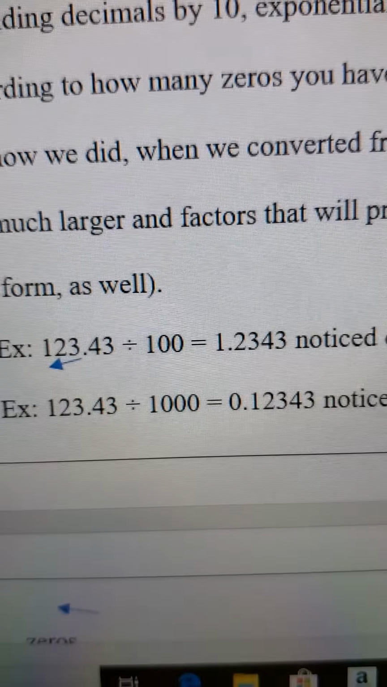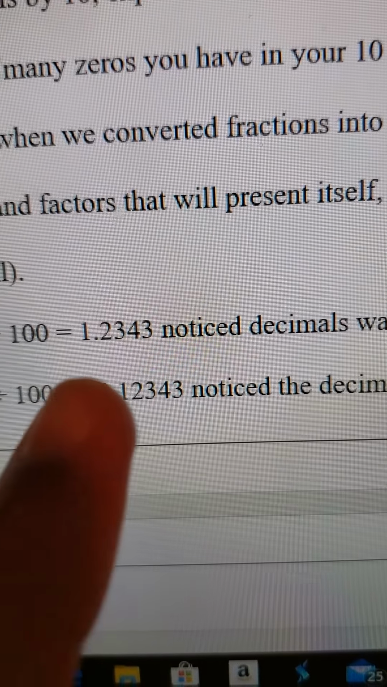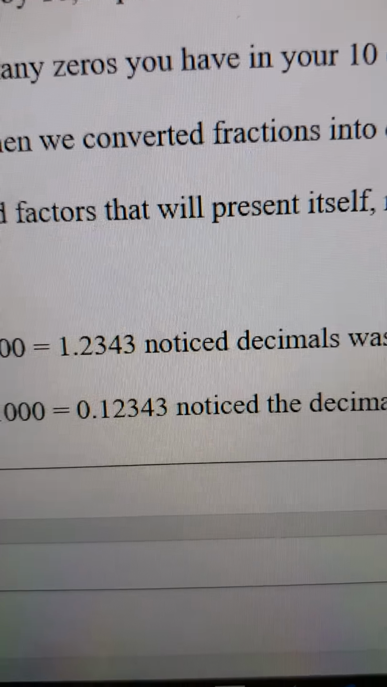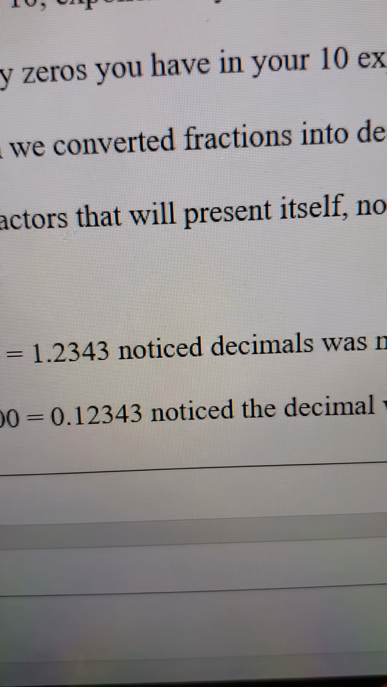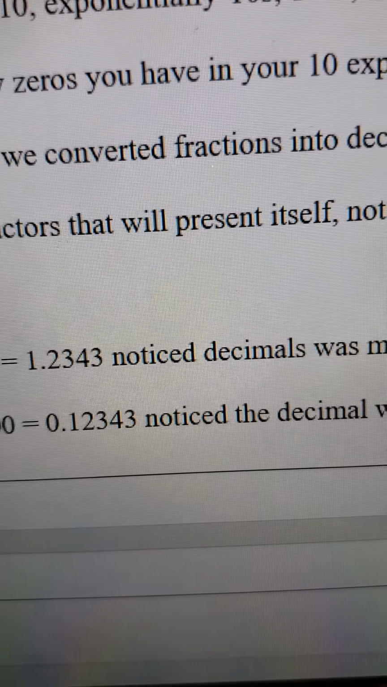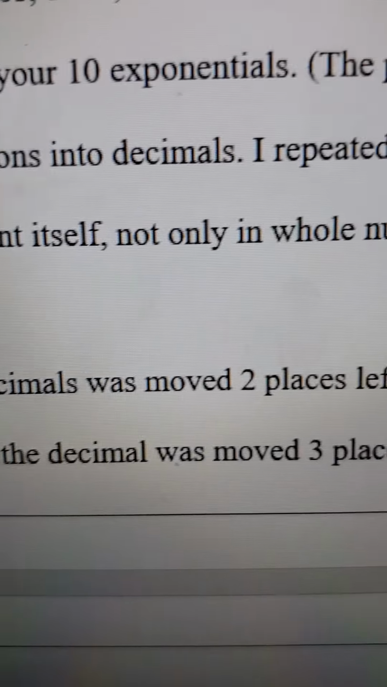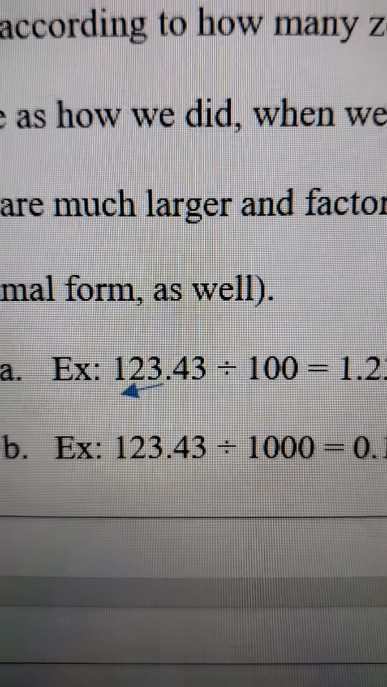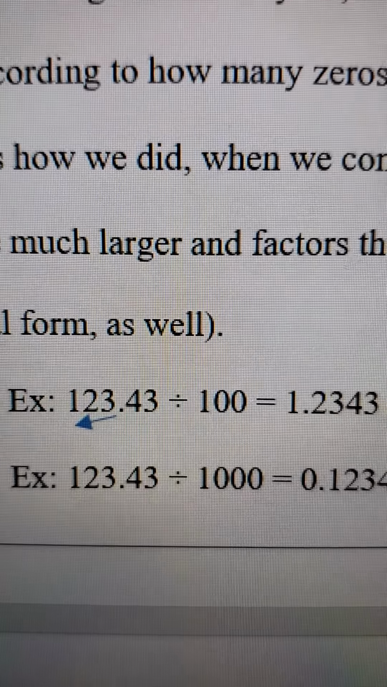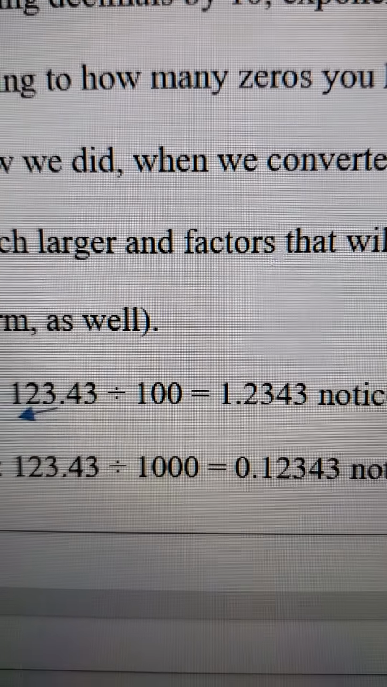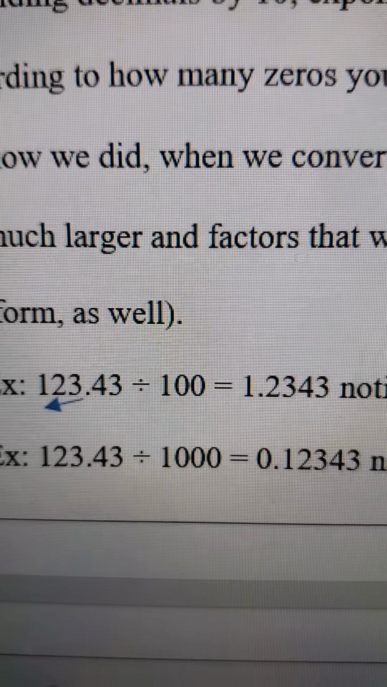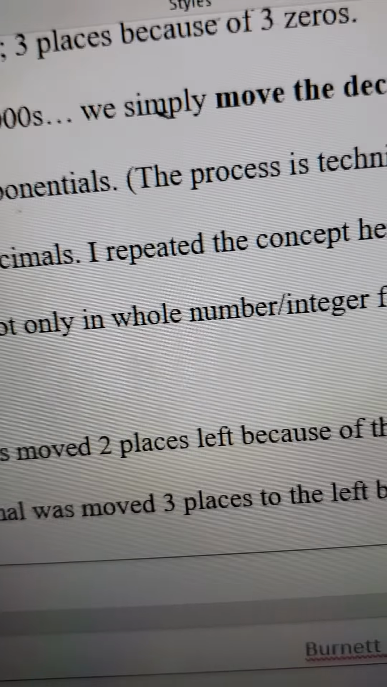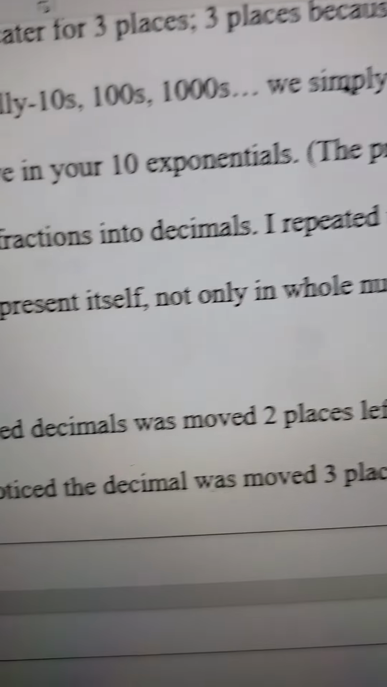1, 2. So now we're left with 1 and 2,343 ten thousandths, or 1.2343. Right? Notice the decimal was moved 2 places left because of the 2 zeros. Also, what I need you to notice is that your number decreased, which is obvious. If you're taking one big whole thing and dividing it up, you get smaller pieces. That's the whole point of division, to get smaller in size.